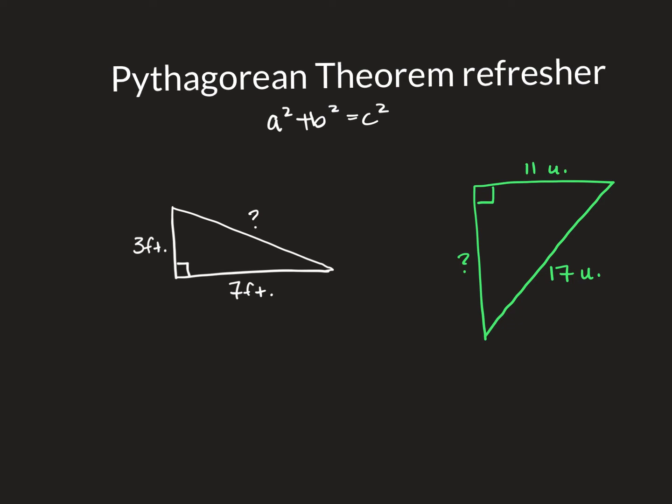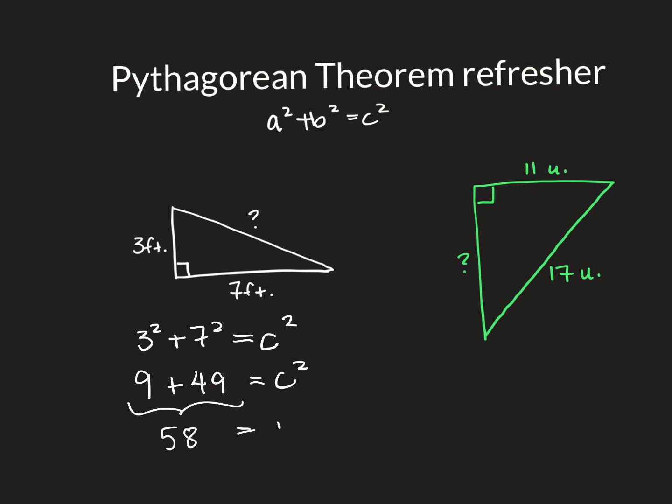I know that if I take 3 squared and I add it to 7 squared, those together will equal my missing side squared. So 3 squared, just 3 times 3, that's 9, plus 7 squared is 49, is equal to c squared. Add these together and you are going to get 58 is equal to c squared. Anytime you have a square number here, to undo that squaring, what you're going to do is take the square root.